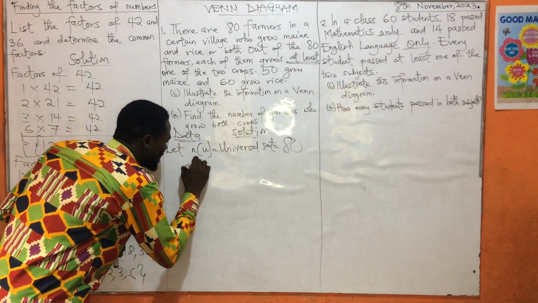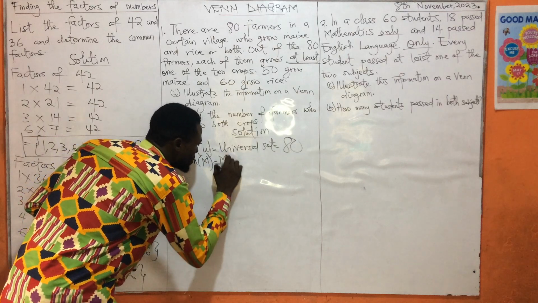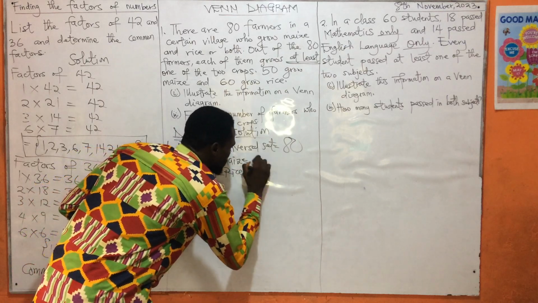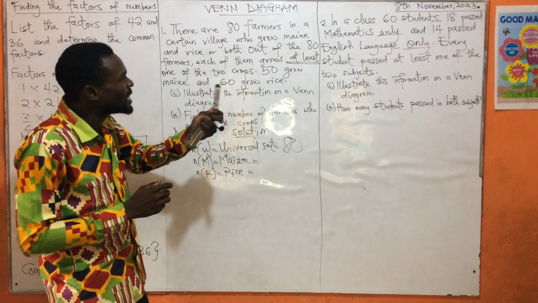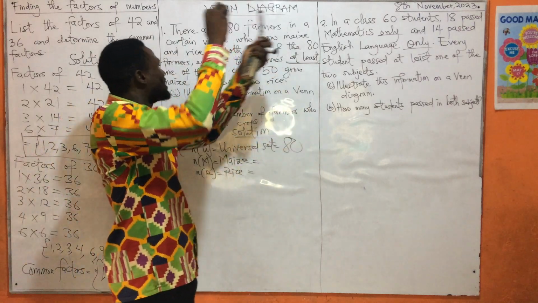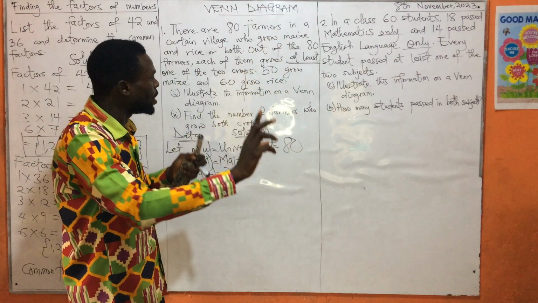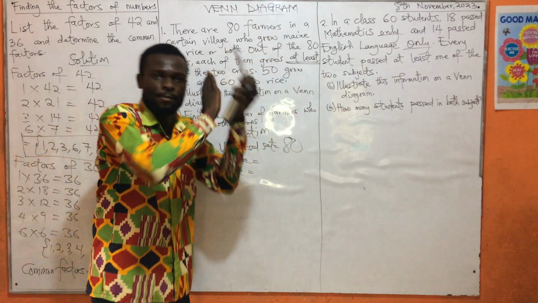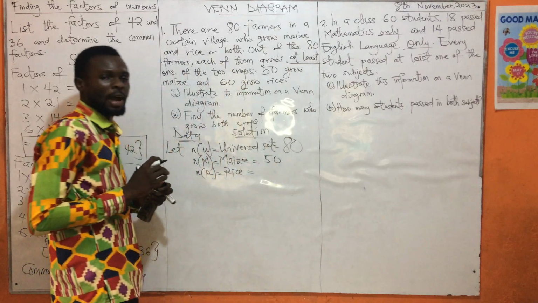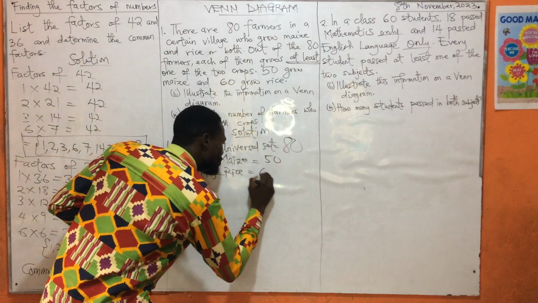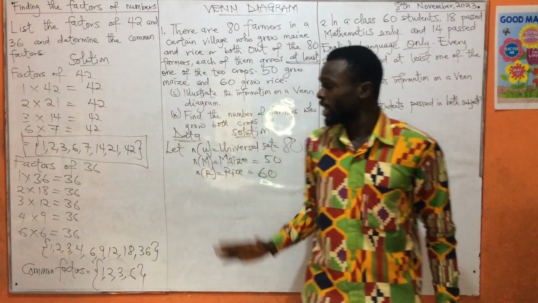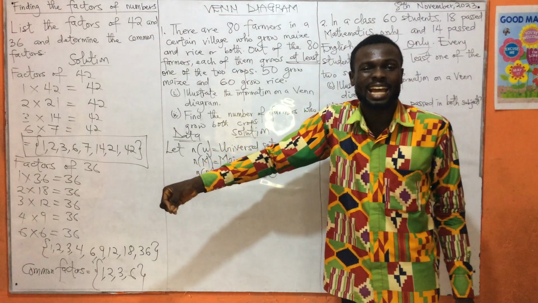So we use the first letter and say, let M be maize and R be rice. The question says that out of the 80 farmers, each of them grows at least one of the two crops. 50 grow maize, so 50 farmers grow maize. Then 60 grow rice. Since it says at least, it means there is no complement, so we will not involve it in our diagram.